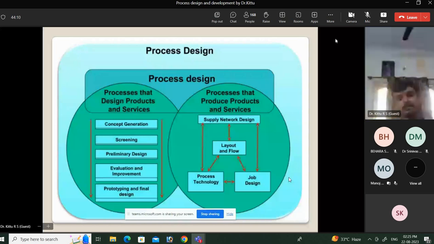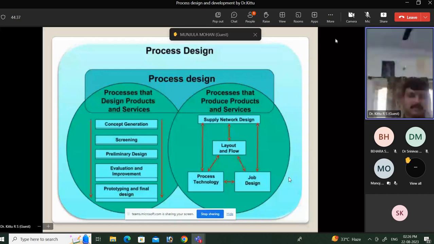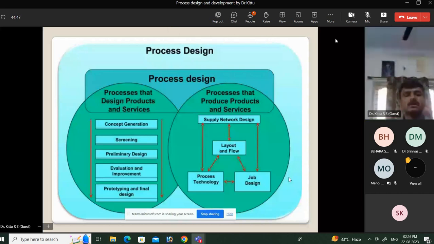Here, the process design will always impact both aspects: designing the products and services and producing them, because the design you made will impact the production. So in the first part, the process that designs the products and services, the initial stage is to generate the concept. How are we going to generate the concept? That's a big question mark. How are we going to generate the idea?